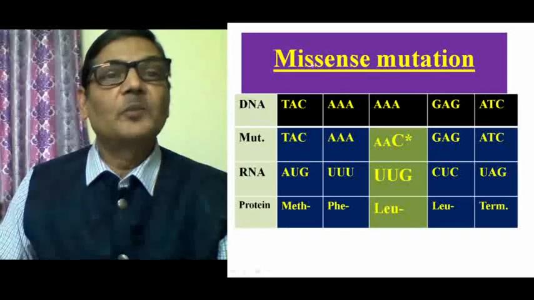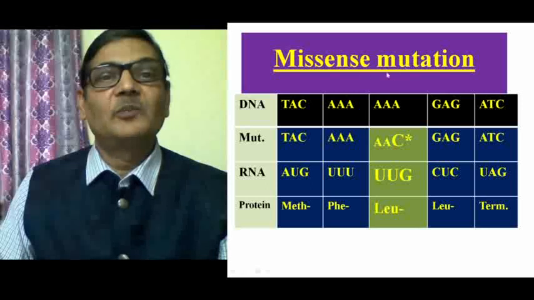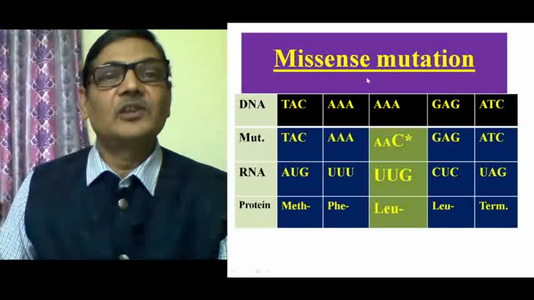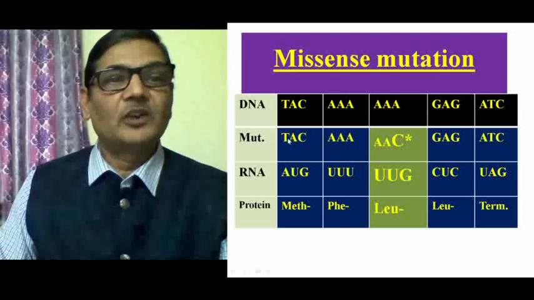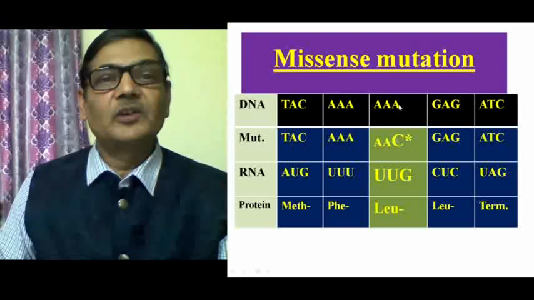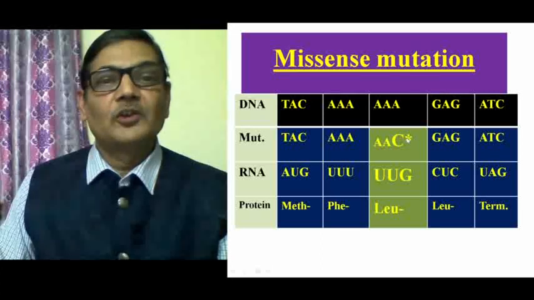The next condition could be missense mutation. It means that mutation results in a change in the amino acid sequence. See here, this is the template DNA. Now this is the mutated one, and in the case of mutation at this third letter, meaning AAA, this third A is being replaced by C. So as a result of this, in the messenger RNA, the codon will be UUG.